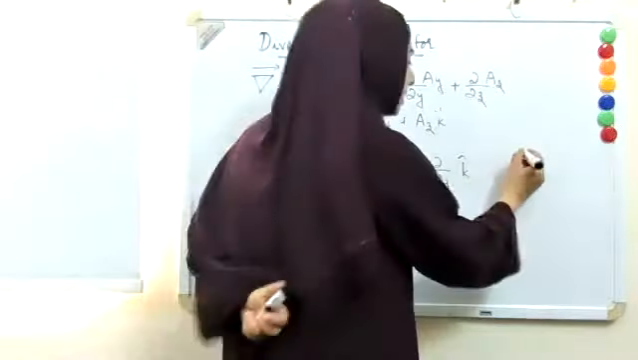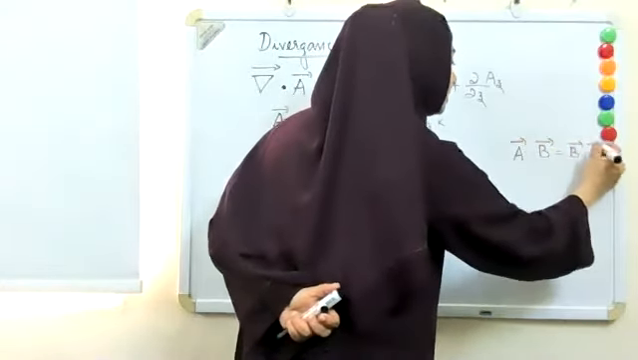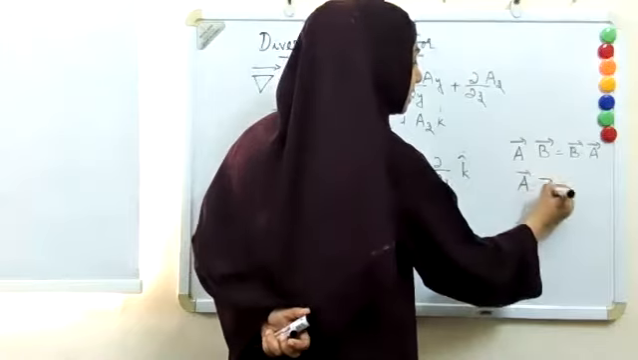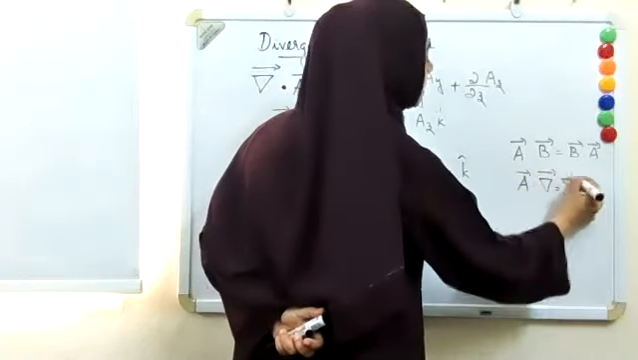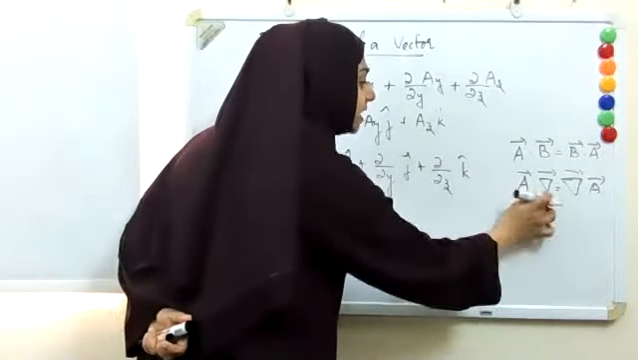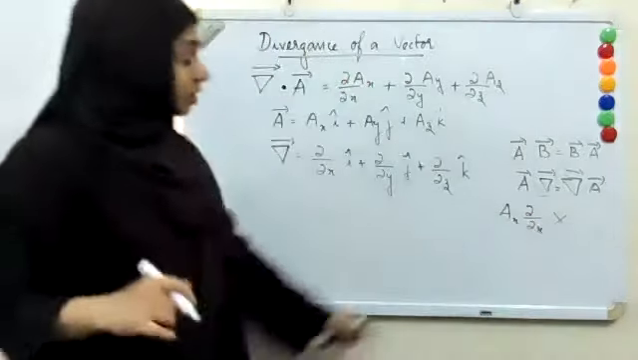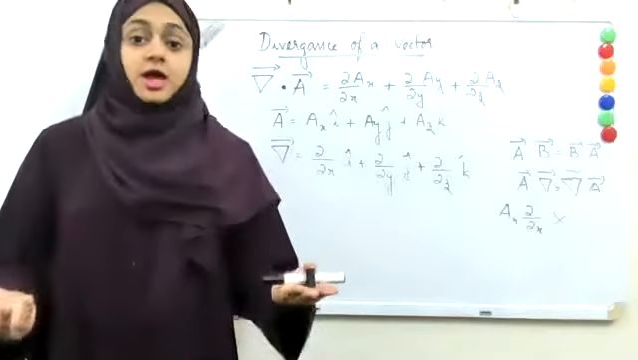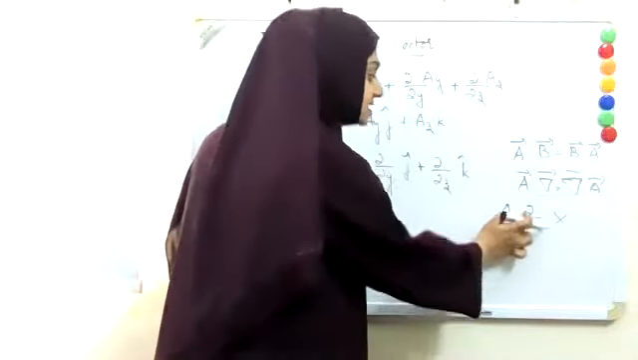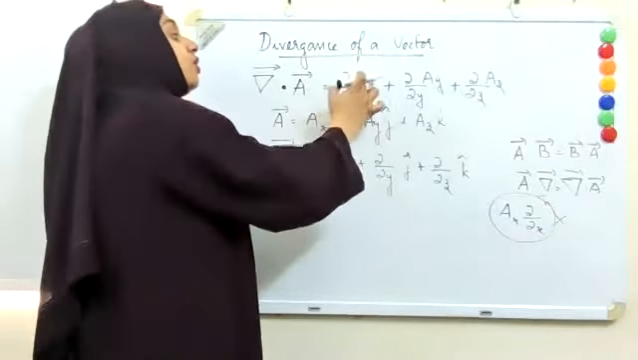Now since A dot B is equal to B dot A, even if someone writes A dot del, you can just write it as del dot A. But A dot del, or Ax into dou by dou x, doesn't make any sense, because dou by dou x independently has no role. It should be acting upon something. So you cannot write Ax into dou by dou x. It has no meaning. You have to always write dou by dou x of Ax.